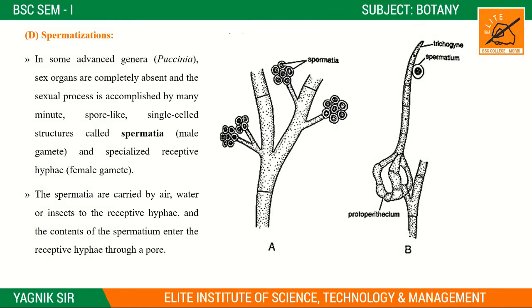So the spermatia are carried by air, water or insects to the receptive hyphae. And on contact, the spermatium enters the receptive hypha through the pores. અને જેવો એને અહીંયા પોર જેવું સ્ટ્રક્ચર મળી જશે, and these pores help in the fusion of the nucleus, right? એ ફ્યુઝન કરવા માટે હેલ્પફુલ થાય છે.